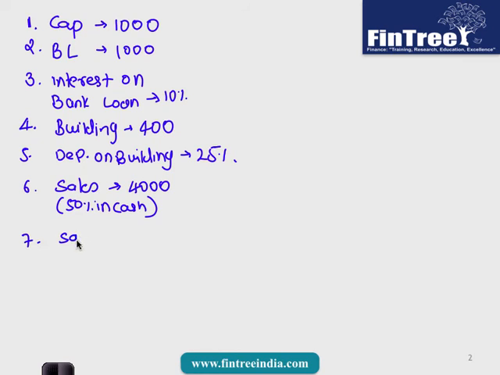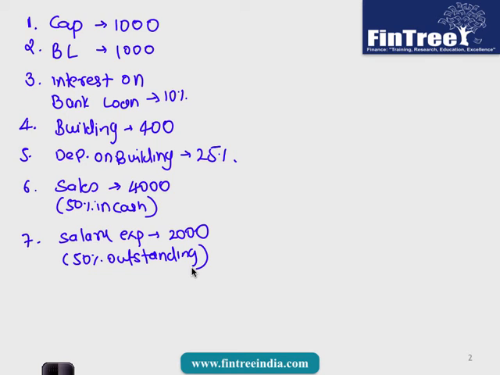Let us pay salary expenses of 2000, 50% outstanding. Outstanding means yet to be paid. Now prepare the income statement and balance sheet.